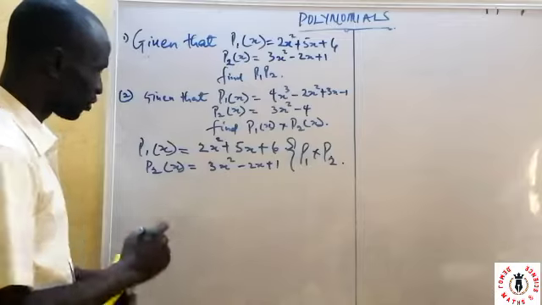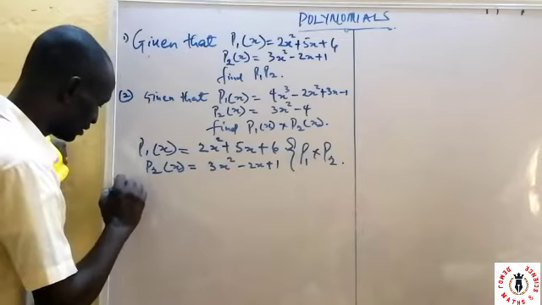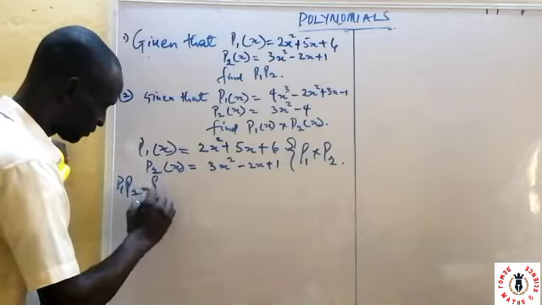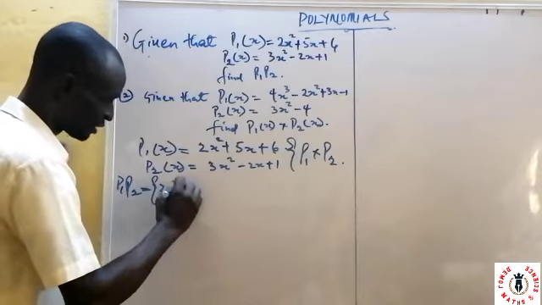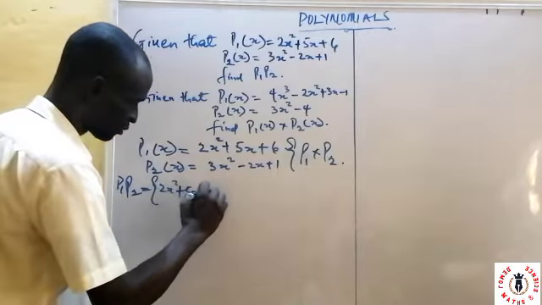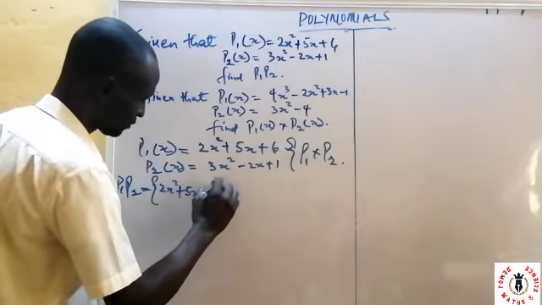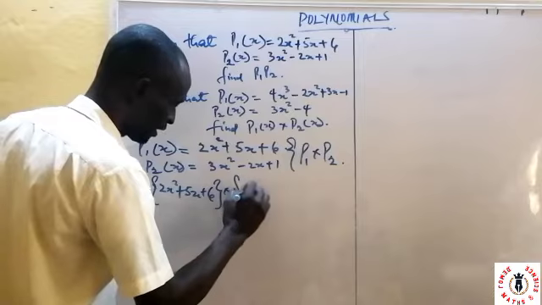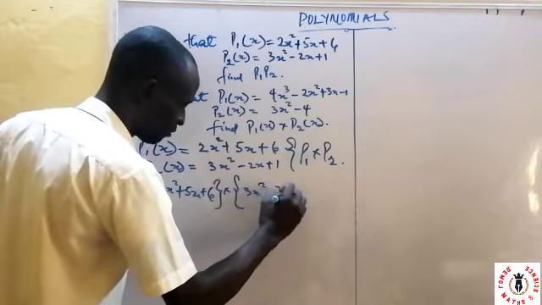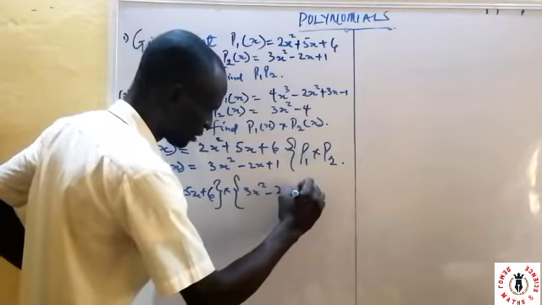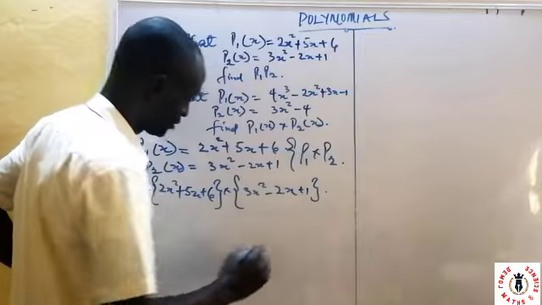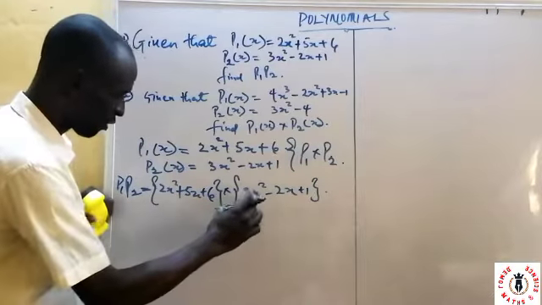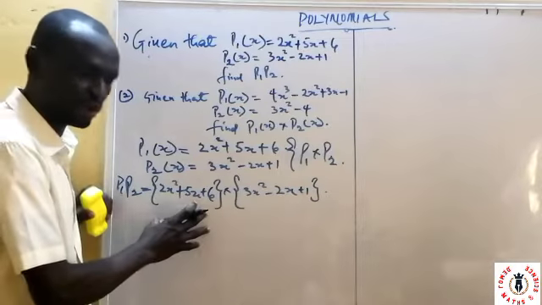Now, for the first method, we'll be saying that P1 times P2 is the same thing as 2x squared plus 5x plus 6 times 3x squared minus 2x plus 1. Now here we'll be expanding. Let's pick one, we'll pick this and expand on the other.